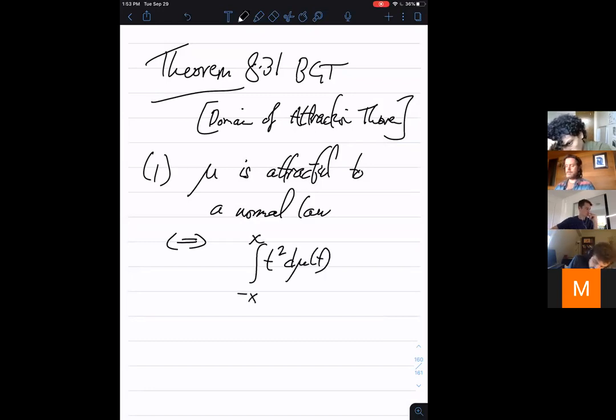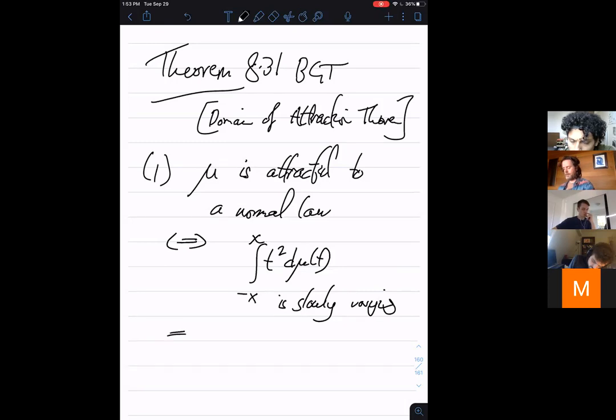That can be called, as the authors call it, a truncated variance. I suppose it represents somehow with an indicator on minus x to x coming into play. It's the kind of variance given that we make that kind of restriction. So if this is slowly varying, well, that's the condition for mu to lie in the domain of attraction of a normal law.